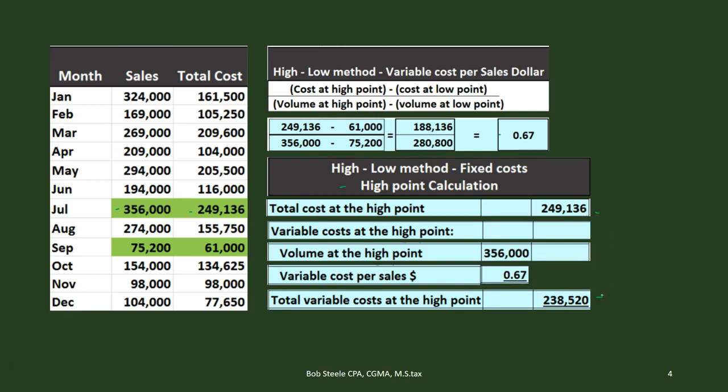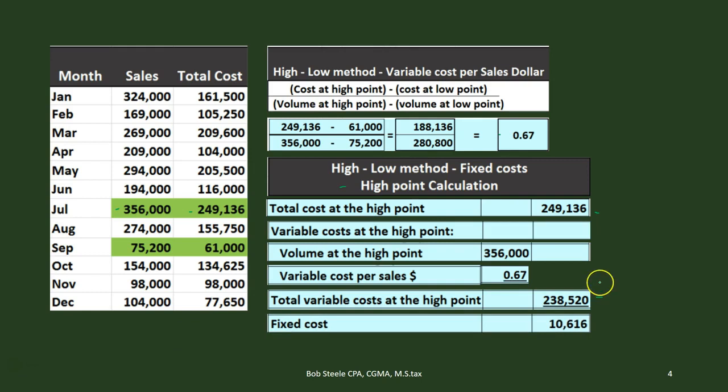That's the variable portion. Therefore, if this is the total minus the variable portion, the only other piece being the fixed portion, subtracting those out, we get the 10,616 fixed portion. So now this total cost is broken out between the variable portion, the 238,510, and the fixed portion, 10,116.